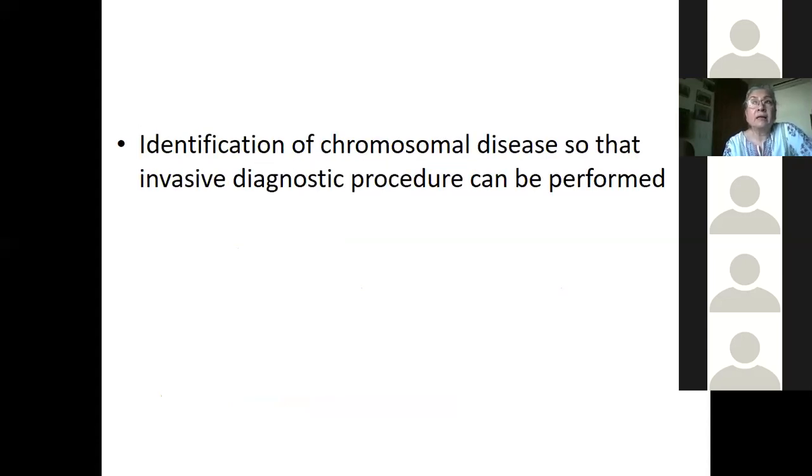Then again, certain chromosomal diseases, if we identify them during the screening process, then we can give them an option of going through a diagnostic procedure to finally confirm the diagnosis. Chromosomal diseases like chromosome 21, 18, 13. These are the ones which can then undergo a diagnostic test to be confirmed.